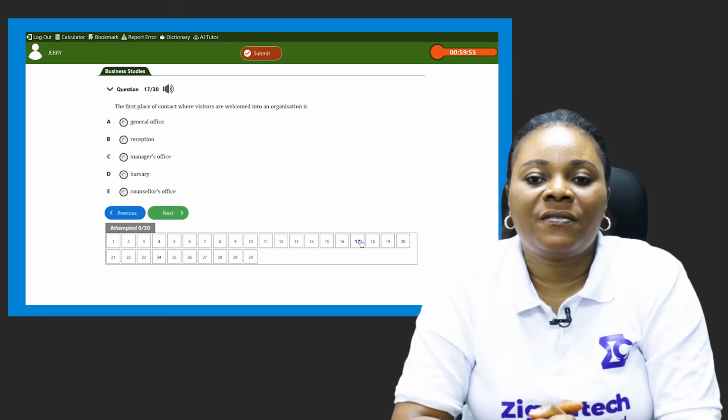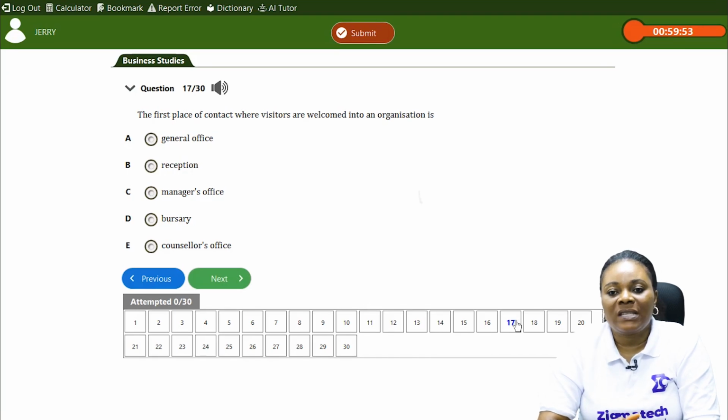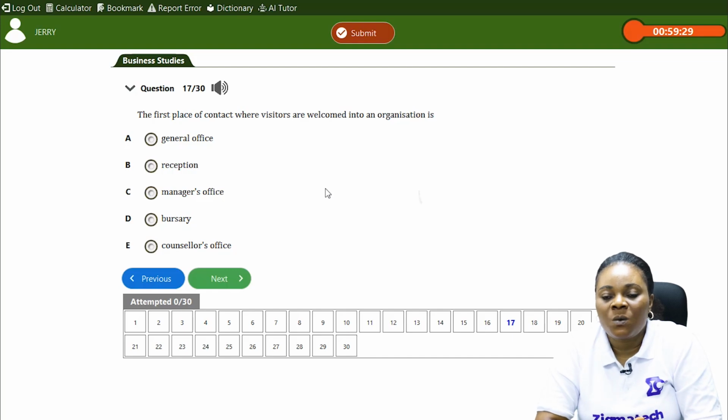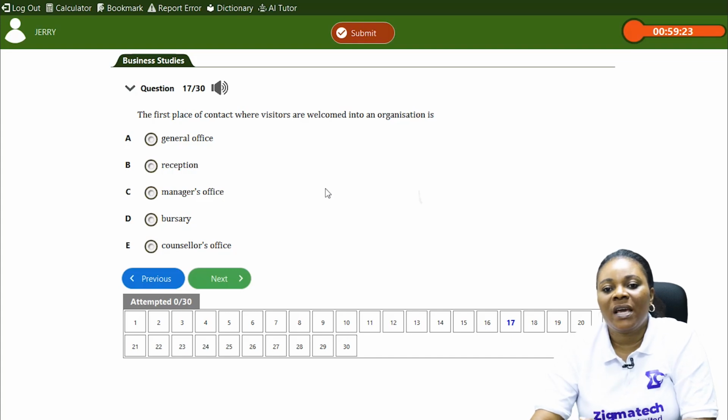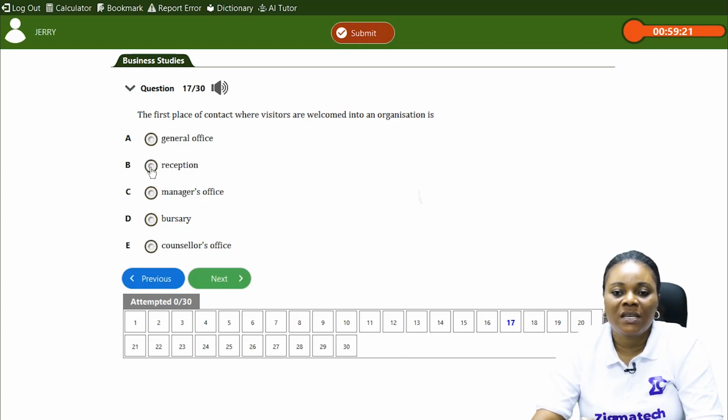The first question I have says, the first place of contact where visitors are welcomed into an organization is? We have the general office, we have the reception, we have the manager's office, we have the bursary, we have the counselor's office. With what we have learnt in today's class, we have been able to establish that a place where visitors are welcomed, received, and attended to in an organization is the reception office. So the answer is B, the reception office.